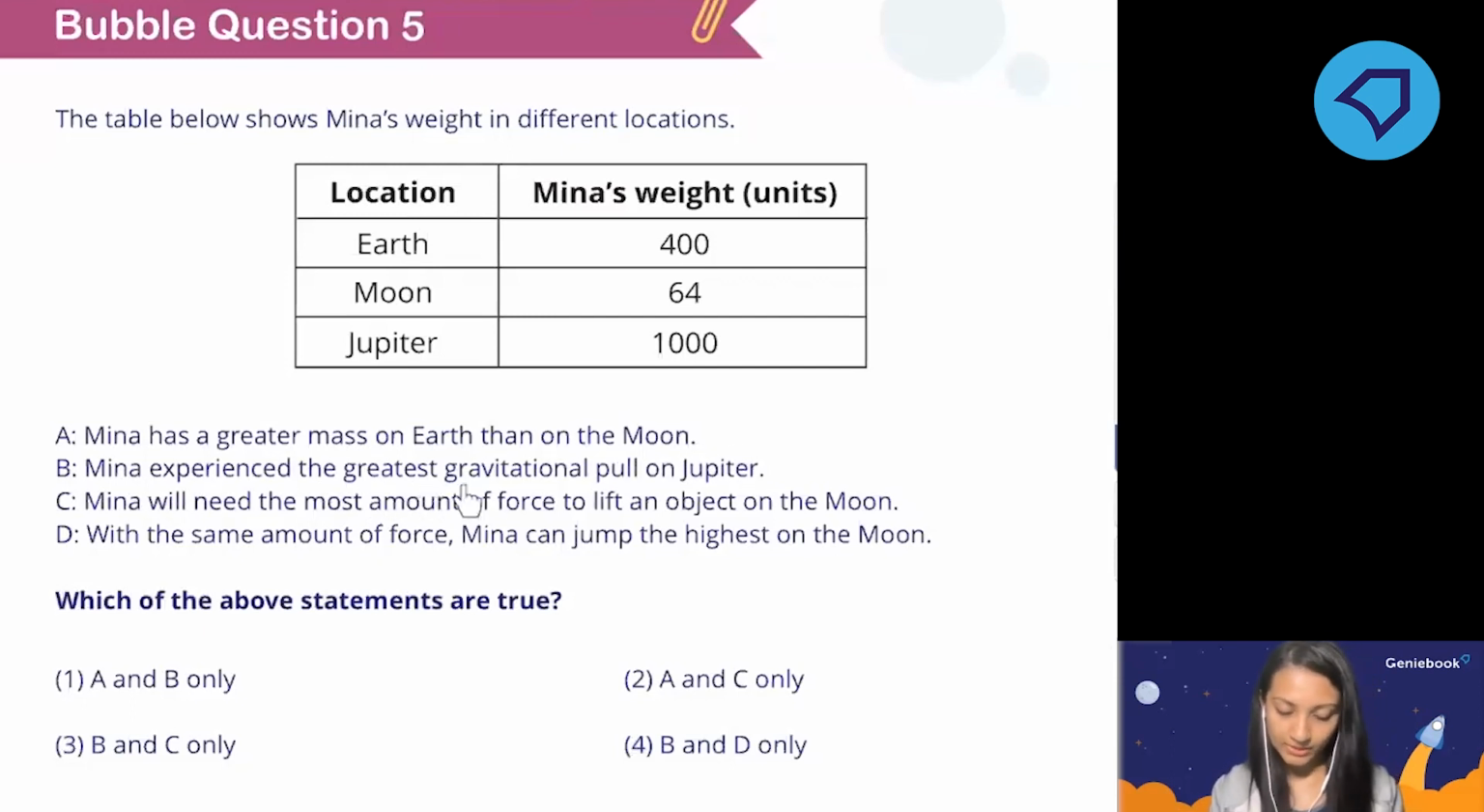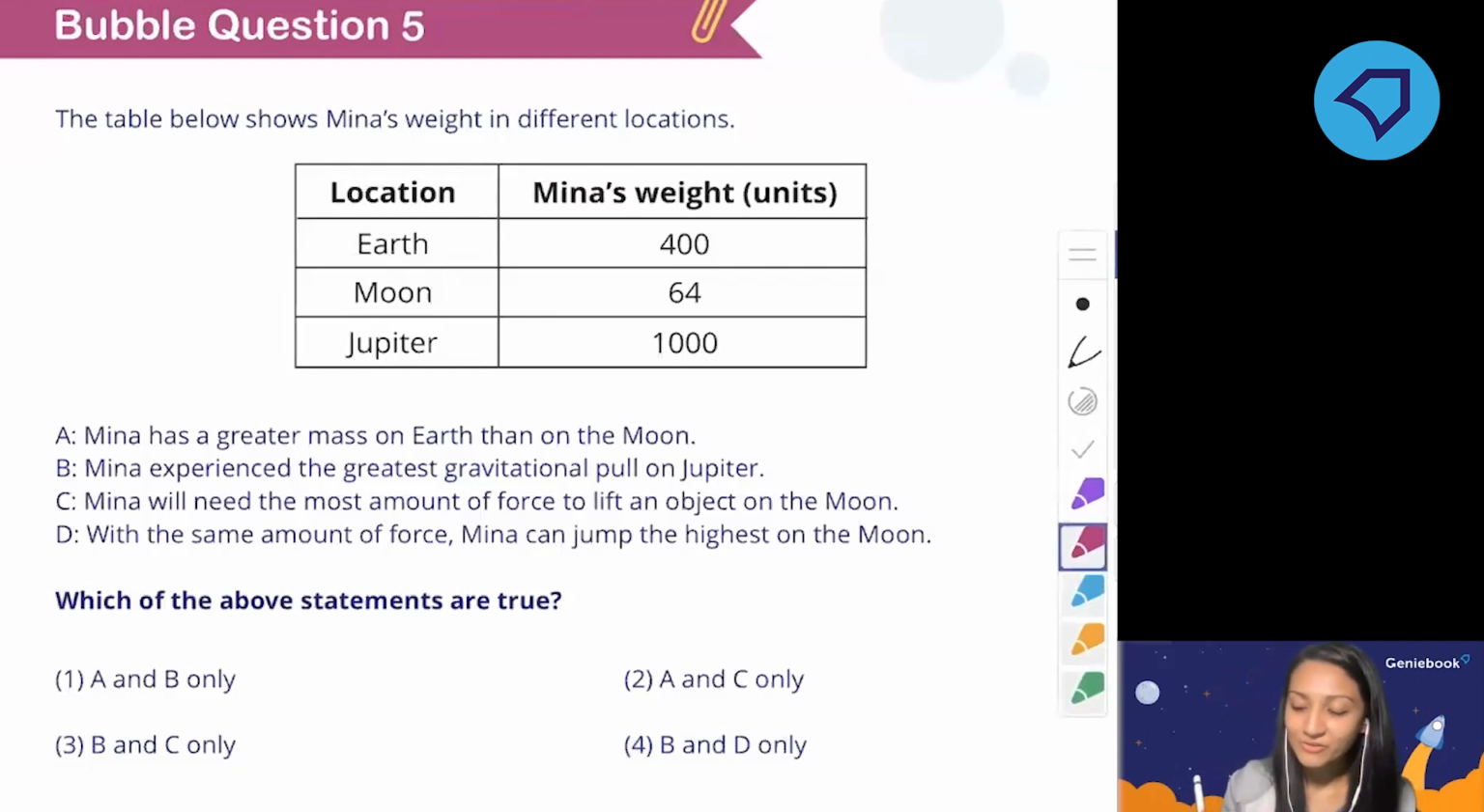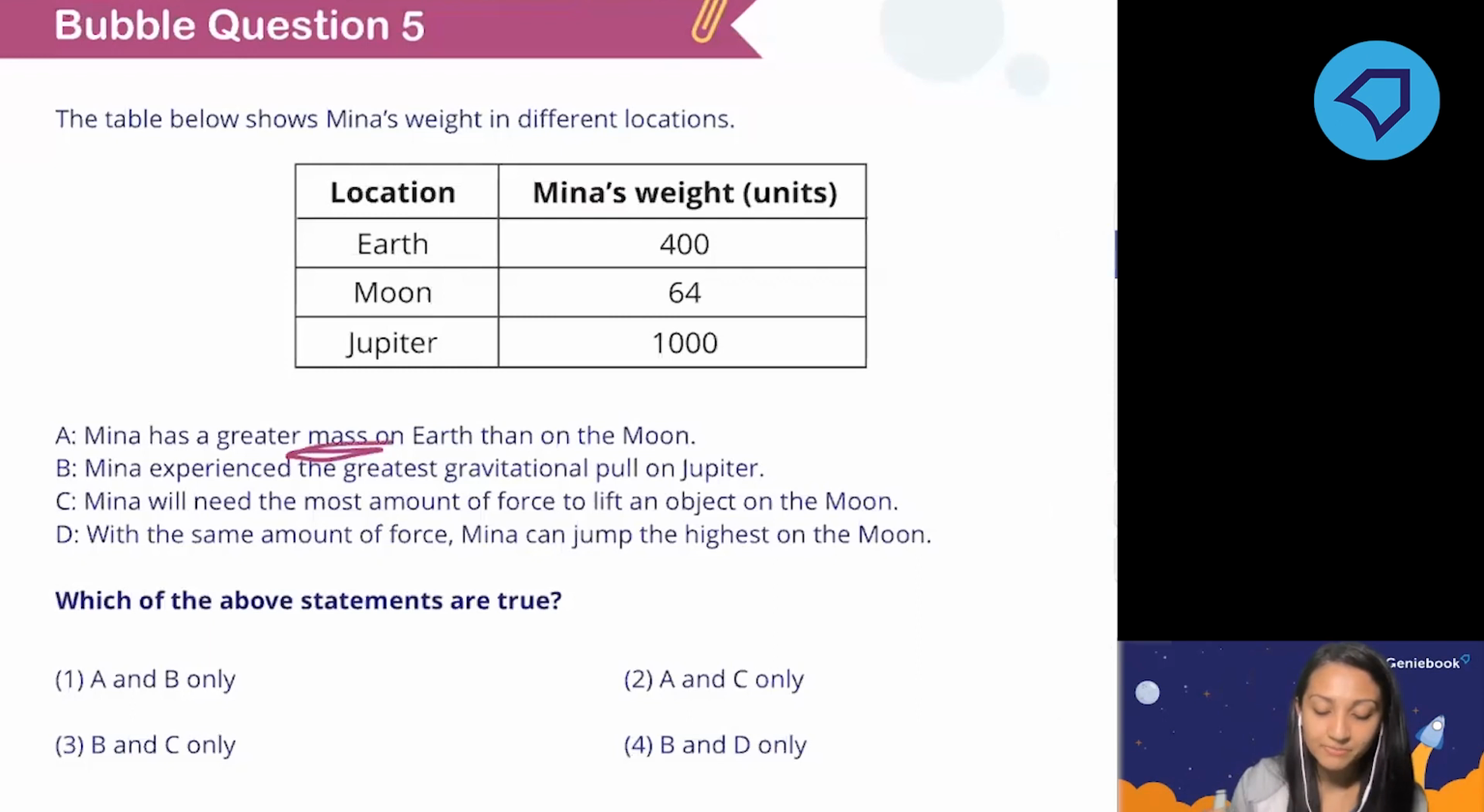Mina experienced the greatest gravitational pull on Jupiter. Mina will need the most amount of force to lift an object on the moon. Or Mina, with the same amount of force, can jump the highest on the moon. So Mina experienced the greatest, greater mass on... okay, I almost thought I released the wrong question. No, the keyword here is mass. This one is talking about weight. So this option is wrong. Almost got tricked.